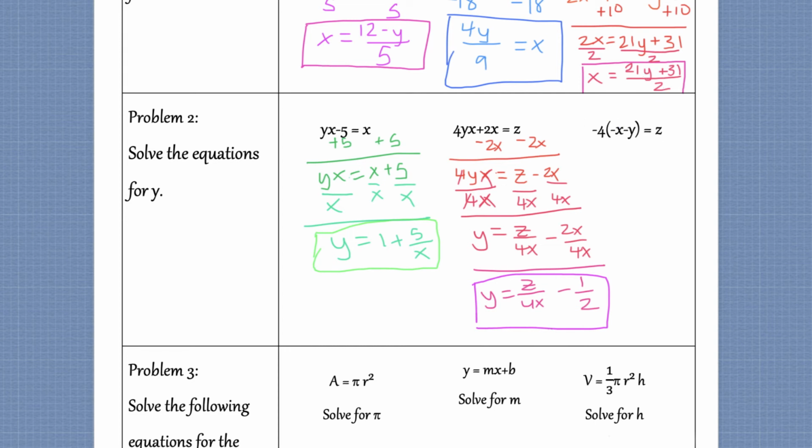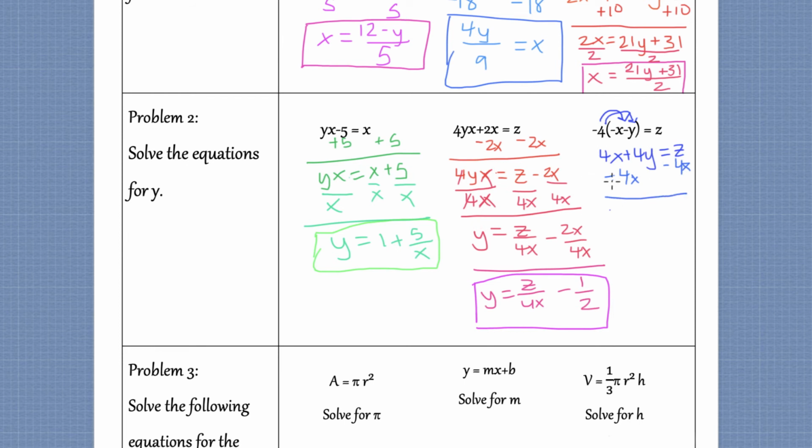For our last one on this set, we have to first distribute to be able to get the y term alone. And so we're going to do just that, and we're going to multiply negative 4 by negative x is positive 4x, and then negative 4x times negative y is positive 4y. And that's all going to be equal to z. Now we can get this y term on its own by subtracting 4x from each side. So minus 4x and minus 4x on the other side as well.